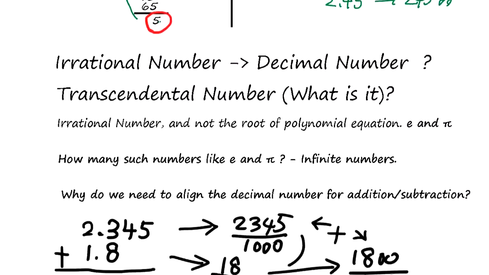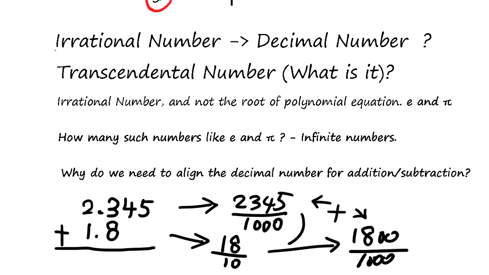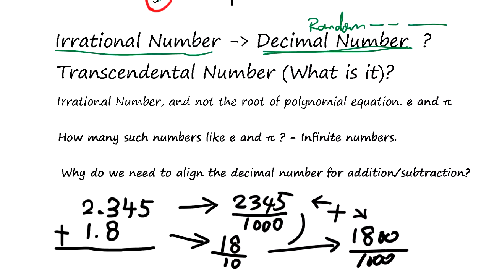Then how about irrational numbers? Can you convert them to a decimal number? Well, it's going to be an infinite random number. So you cannot describe it by a decimal number. There's no notation like, okay, from here to here it repeats, like a cyclic number. It's not going to be cyclic. It's going to be random. So you cannot convert to a decimal number unless you use approximation.